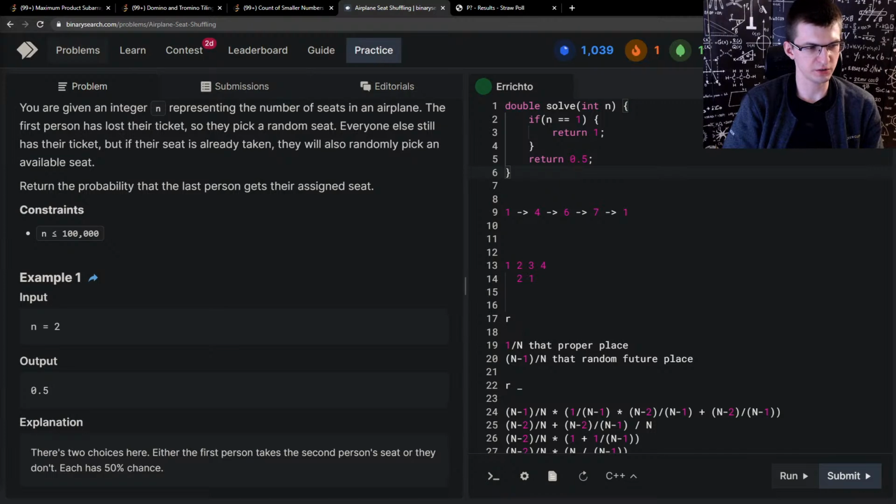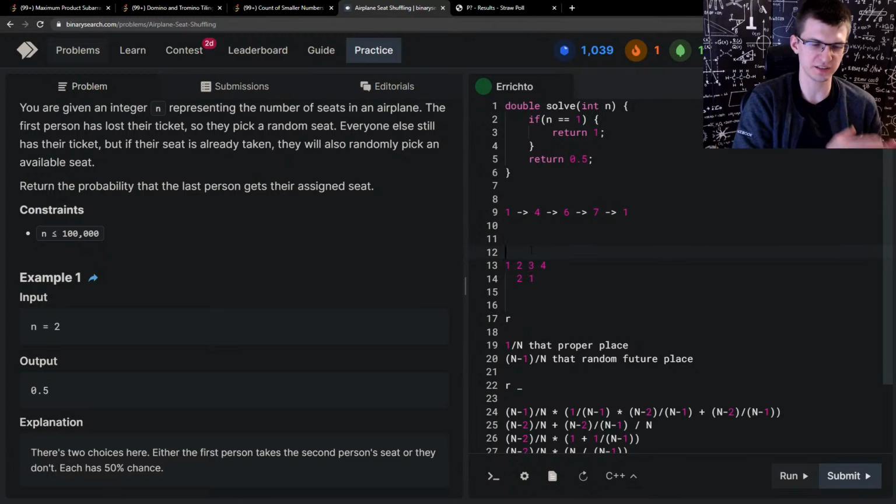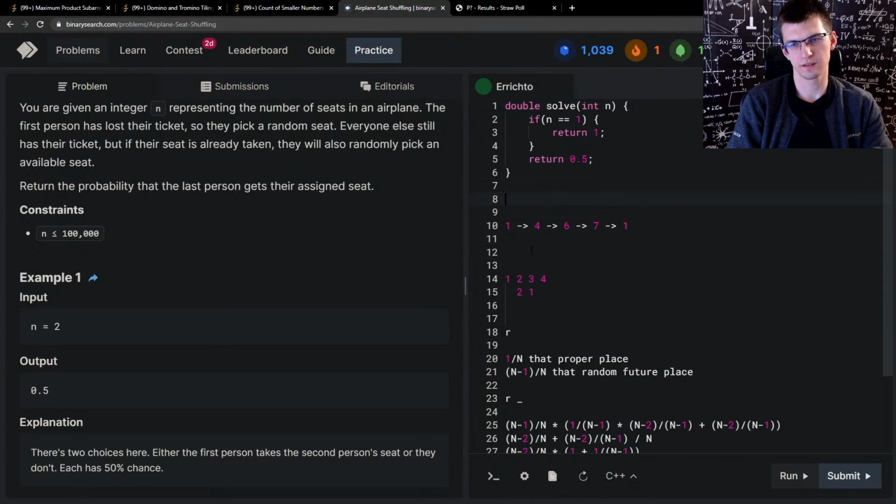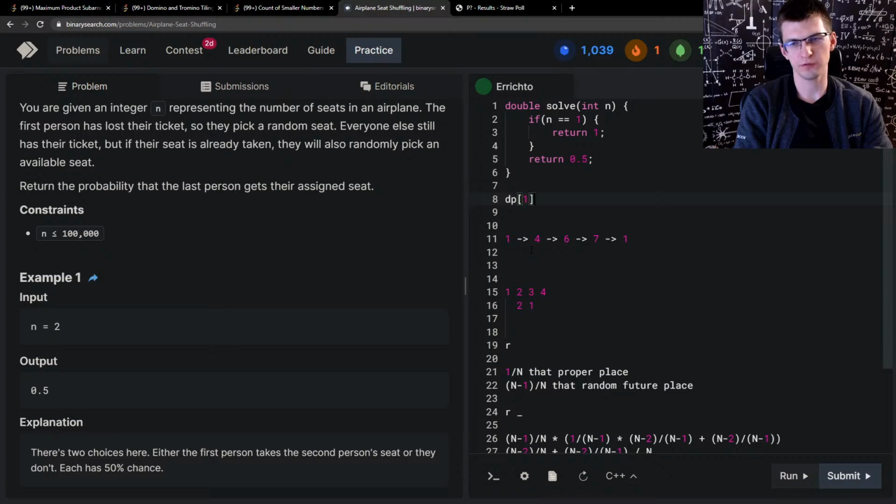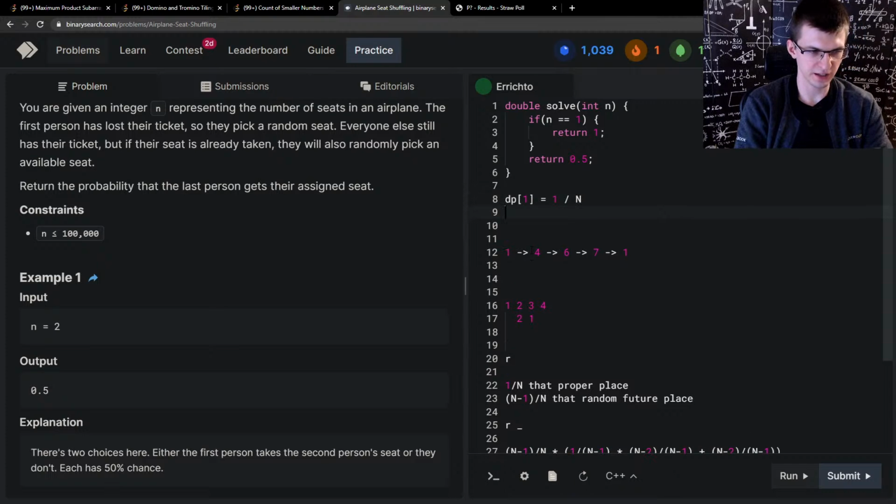What was the DP state you were describing earlier? This is after people 1 to 3 sit down, what is the probability that they already take up places 1 through 3? We start with dp of 1 is 1 over n. This is probability that person 1 sat down on seat 1. Then for every next, I don't want new problem suggestions now. I'm in the middle of solving this one.